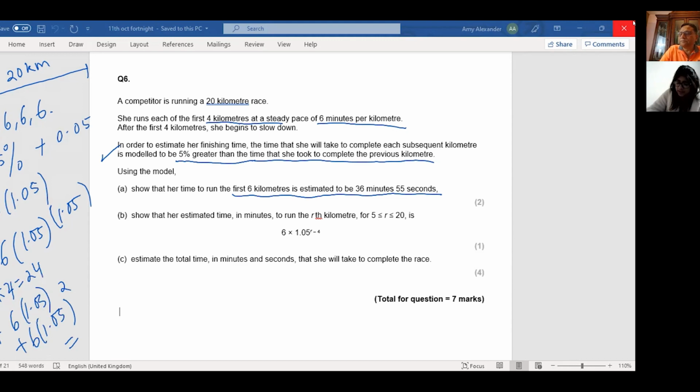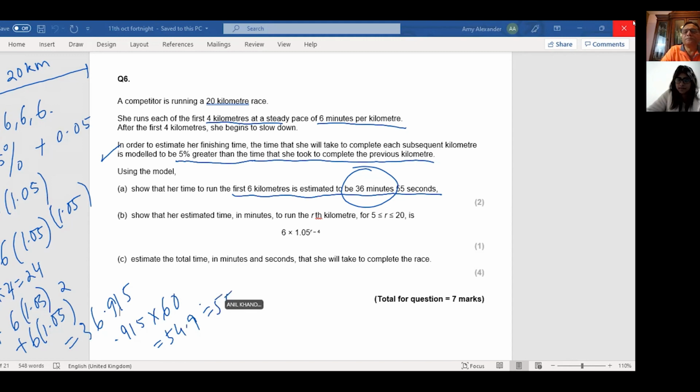36.615. We have 36 minutes. We have to convert 0.915 into seconds. Multiply by 60. What do you get? 54.9, which is rounded to 55. Is it clear to you? Yeah. So we're done with this, correct? So that is how you're going to do part A.